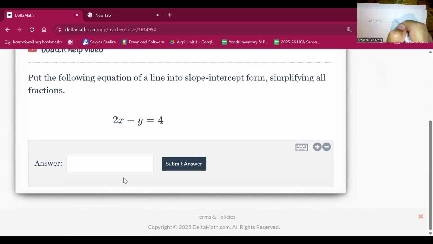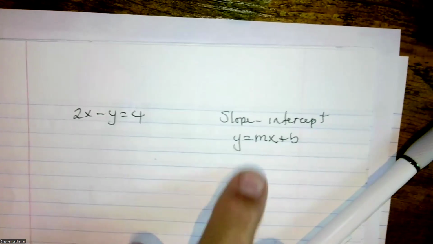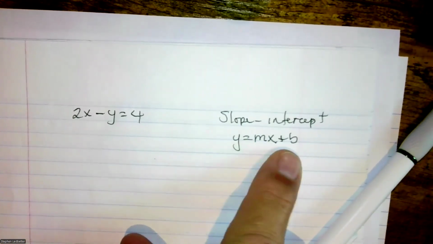So you need to make sure you know the difference between slope intercept form and standard form. So slope intercept form is the y equals m, there's my slope plus my y-intercept. So make sure you know this. I'm going to share my screen. So here we go. So make sure you know the slope intercept form. That's y equals mx plus b.